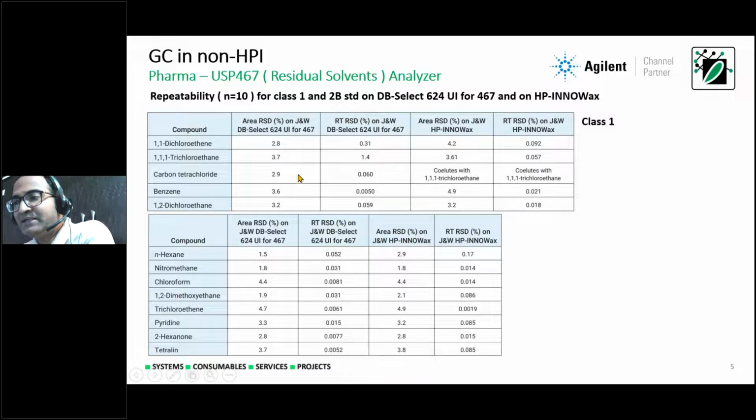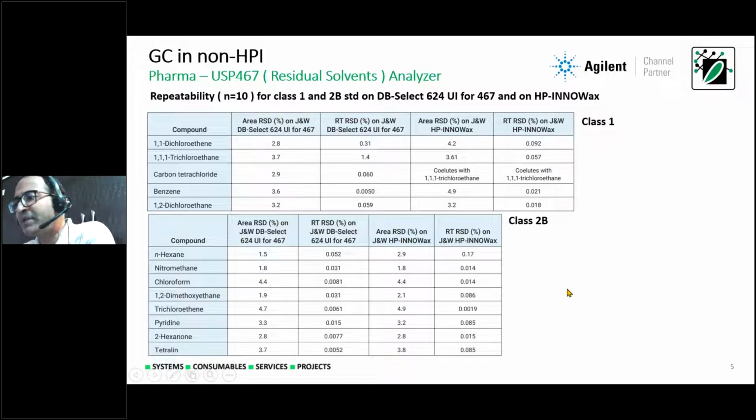And see, this is where these two are actually complementary columns to each other. So you see, if you are doing the analysis only for class 1 compounds in your USP 467, then probably just the DB select 624 ultra inert column is good enough, because that coelution part is taken care of with the 624 column.